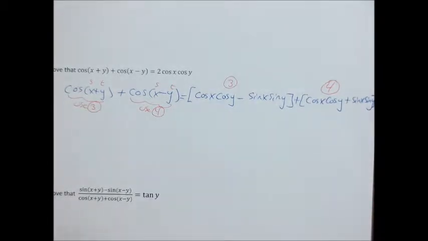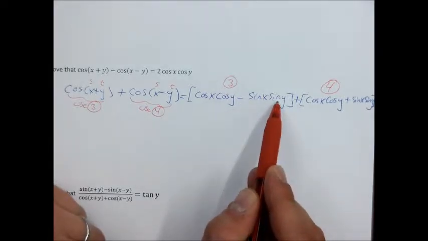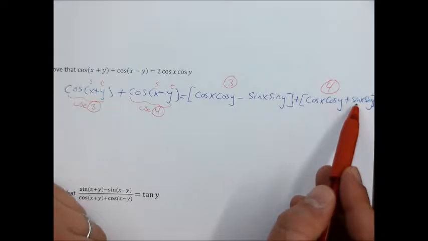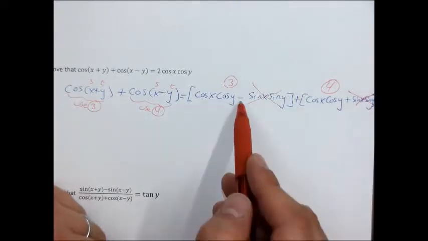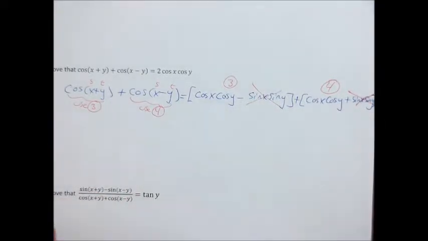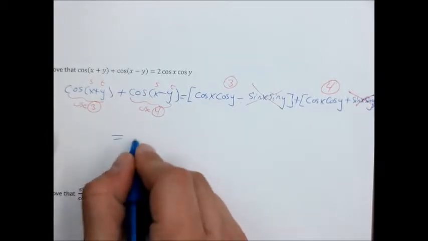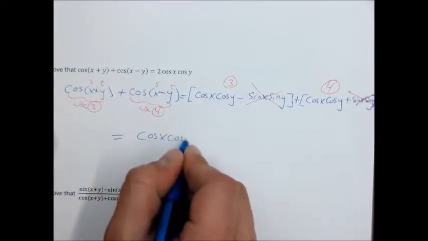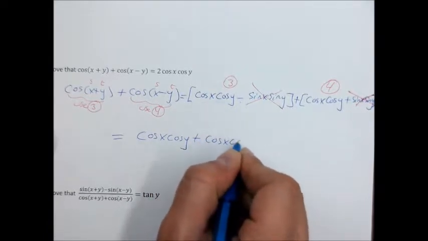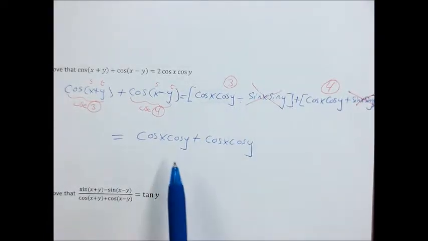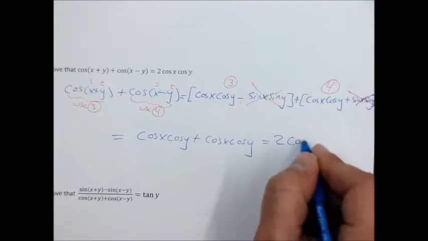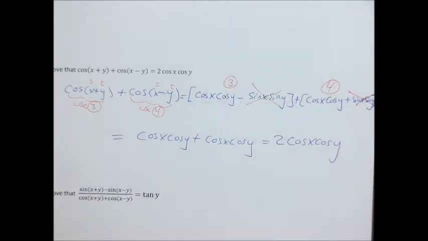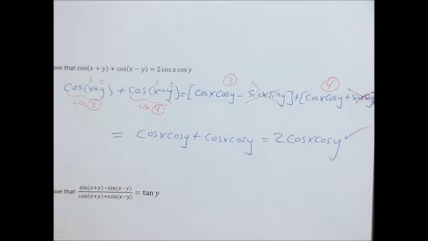And so things cancel because we have a minus sine x sine y, and then we have a plus sine x sine y. So this entire thing cancels with this entire thing because we have a plus something and a minus the same thing, right? And so this becomes almost exactly what we want. We're left with cosine x cosine y plus cosine x cosine y. And so now we're adding two things together, and it's the same thing. And so when we add two of the same thing, we get two of them. And so we were able to start with one side and transform it into the other side on that one.